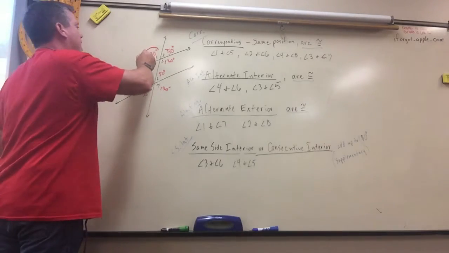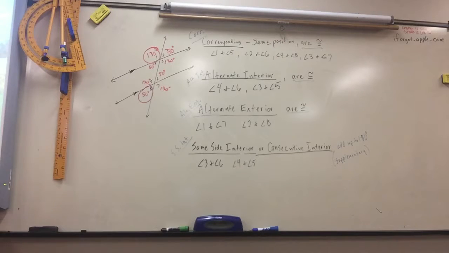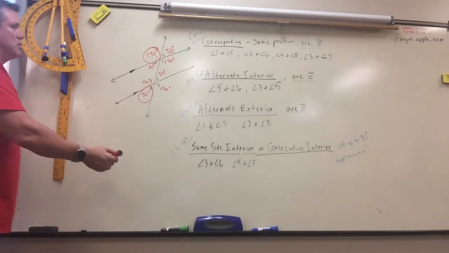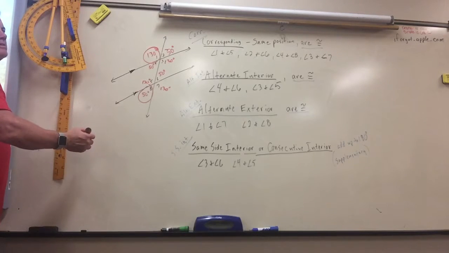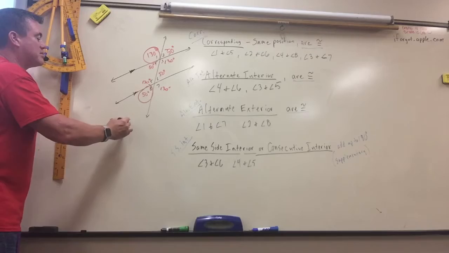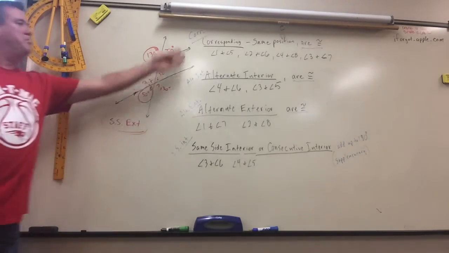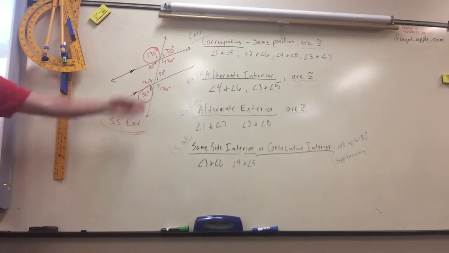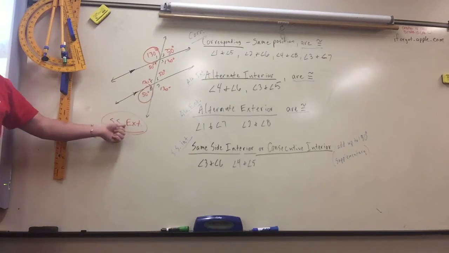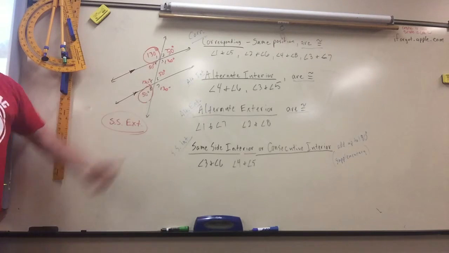This doesn't really have a name, but you could call those what? If you just looked at what the others were called. Same side exterior. So they don't put those in with these 4, but you could call them that. Same side exterior are not equal, they add up to 180.